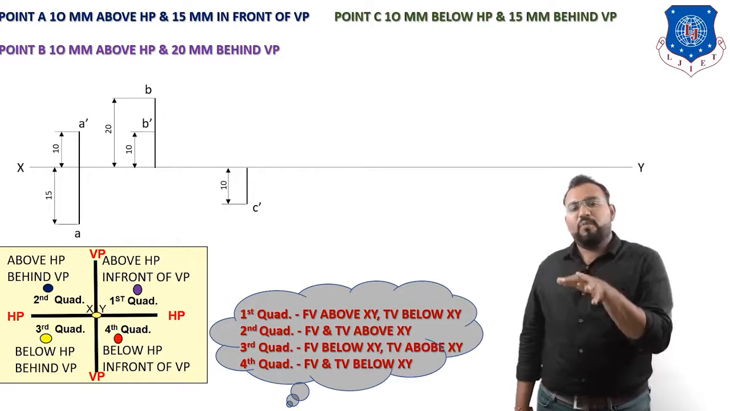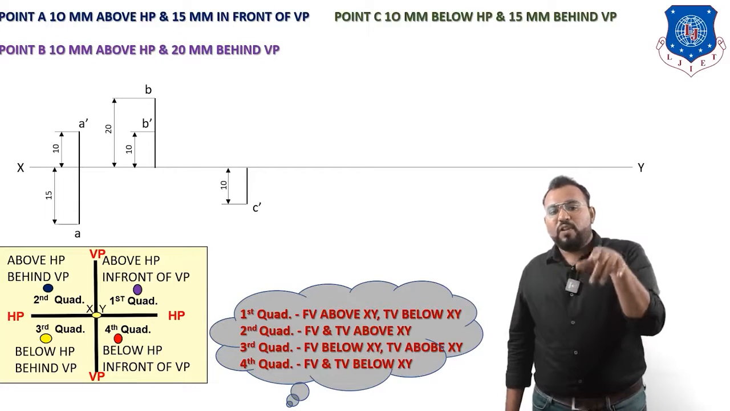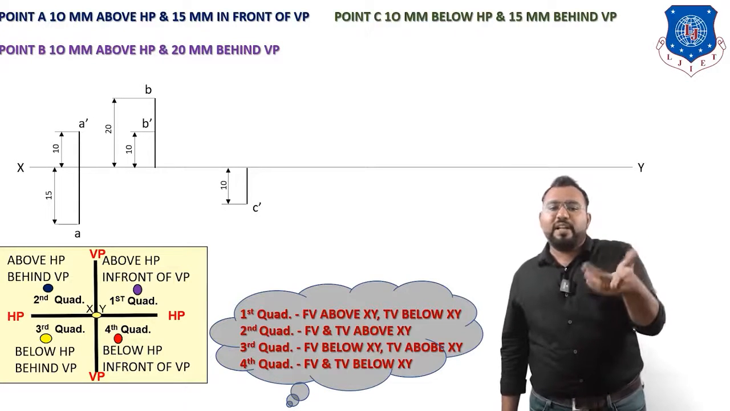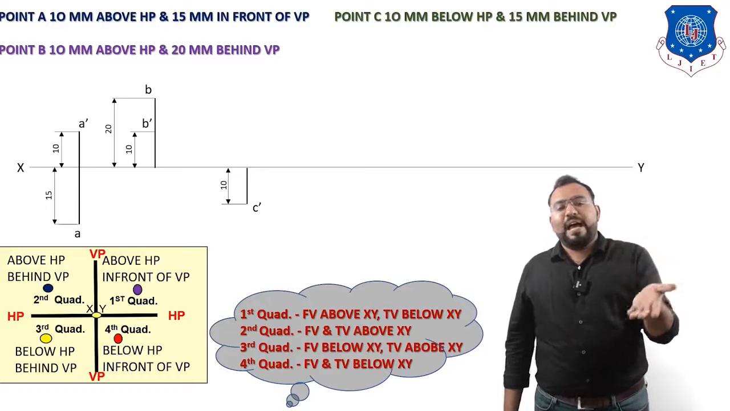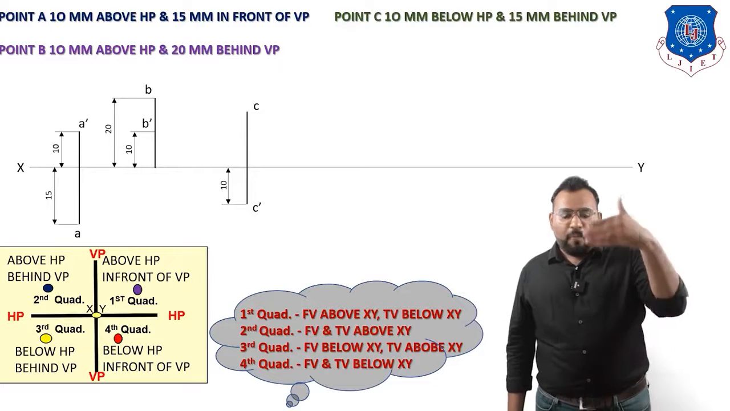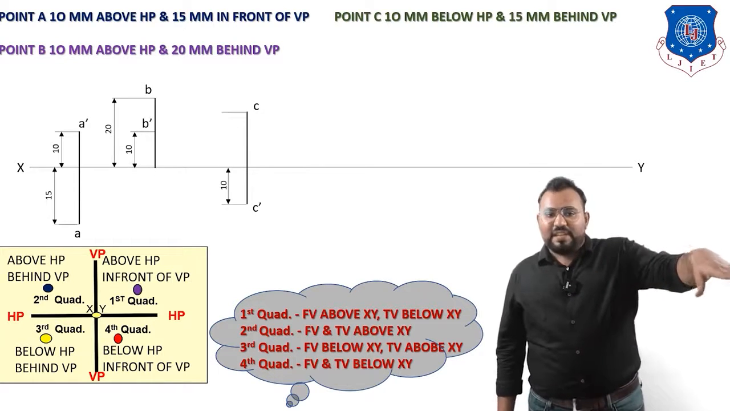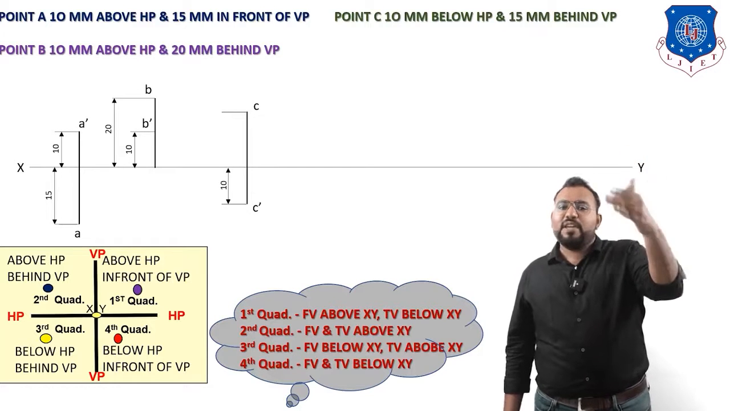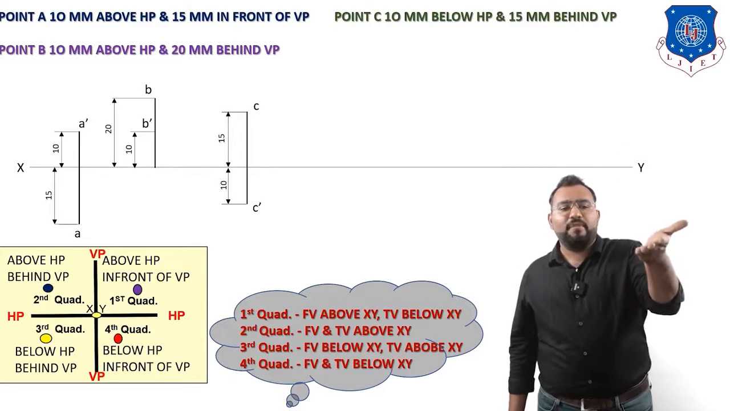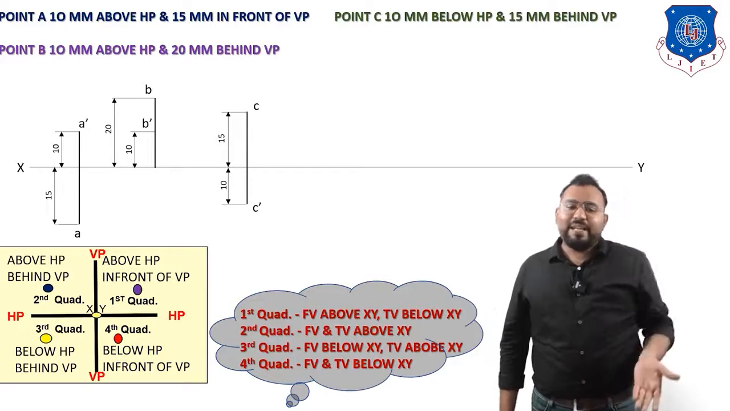Now we have to write the top view, 15 mm behind VP. Behind VP means top view. So we have to draw the top view, and we know that in the third quadrant the top view is above the XY line. So draw a 15 mm line which is above XY, like this. Draw the extension line, give it the notation point C because it is the top view. Now draw the extension line and give a dimension using the aligned method. So it will be 15 mm. And always remember the front view and top view both are in the same line.